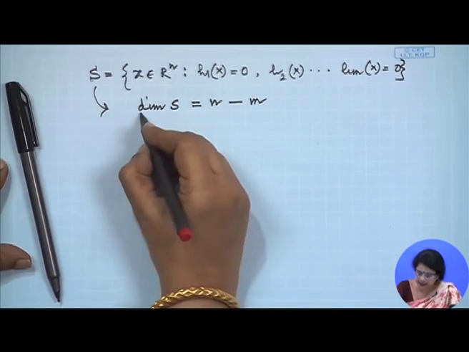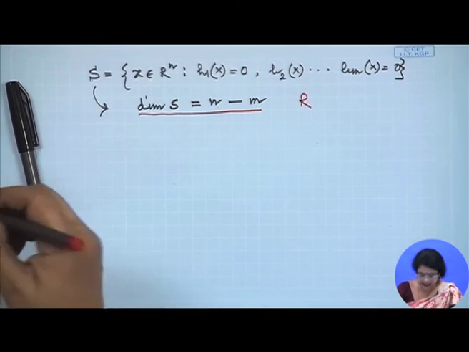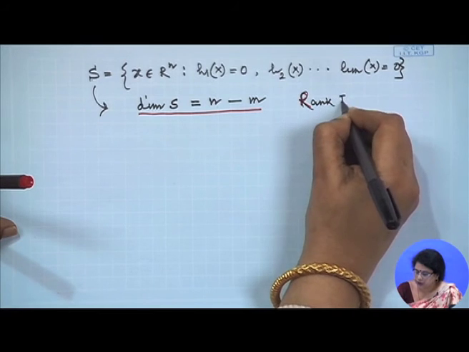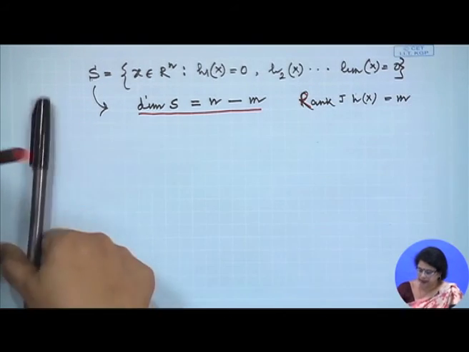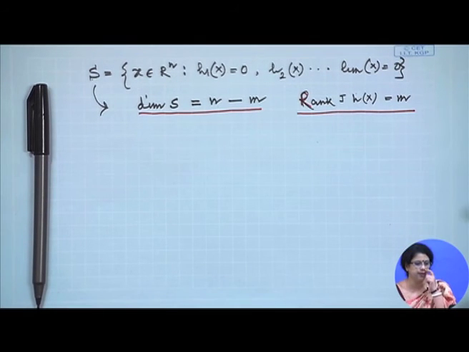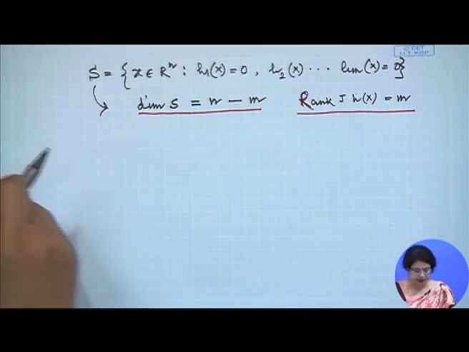One thing is that the dimension of S is equal to n minus m, and another thing is that the rank of the Jacobian of H(x) must be equal to m. Let us consider a few examples for it. We will consider both the examples one by one.